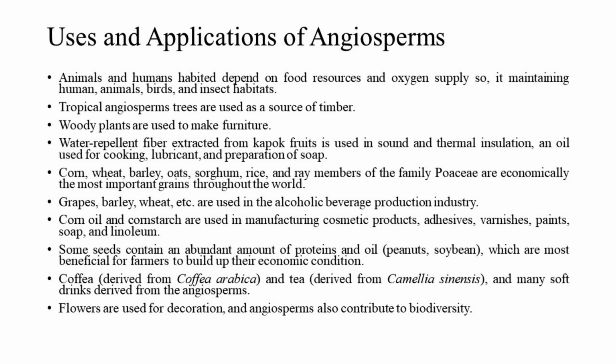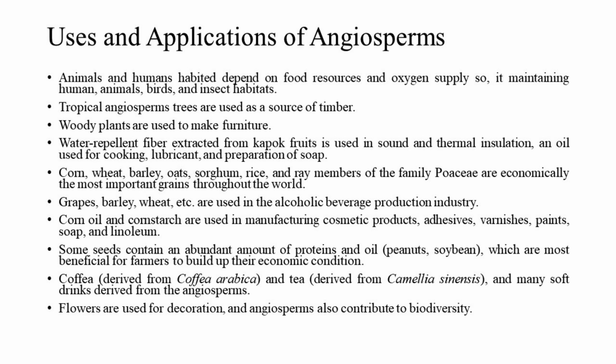Water-repellent fiber extracted from kapok fruits is used in sound and thermal insulation, and oil is used for cooking, as a lubricant, and in the preparation of soap. Corn, wheat, barley, oats, sorghum, rice, and rye, members of the family Poaceae, are economically the most important grains throughout the world. Grapes, barley, wheat, etc. are used in the alcoholic beverage production industry. Corn oil and cornstarch are used in manufacturing cosmetic products, adhesives, varnishes, paints, soap, and linoleum.